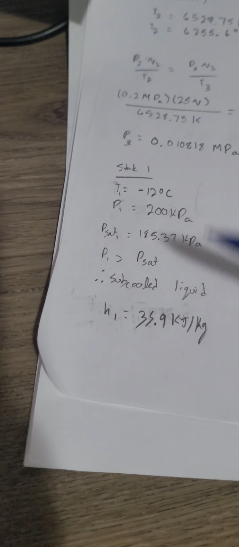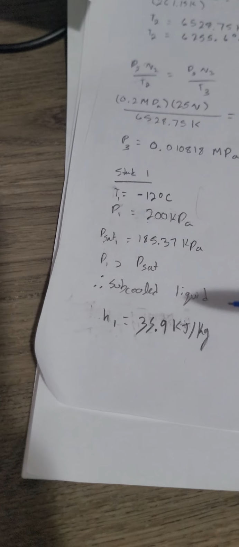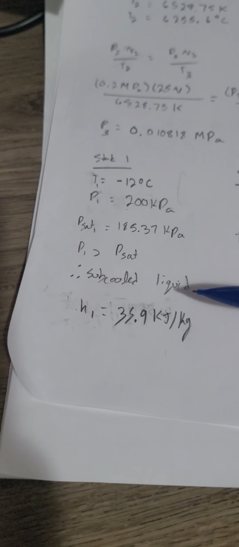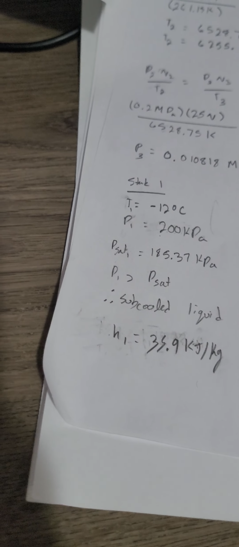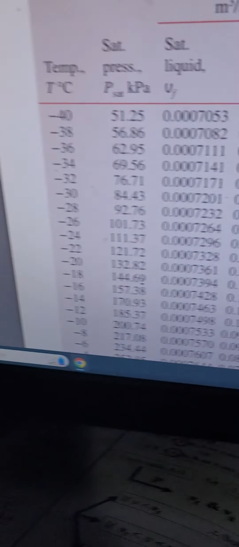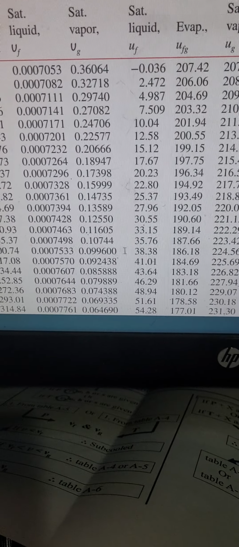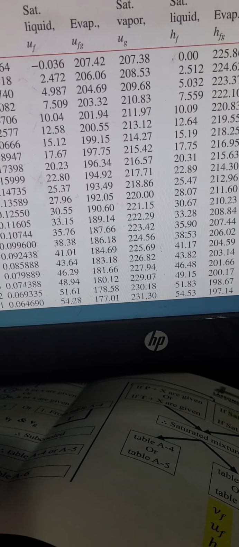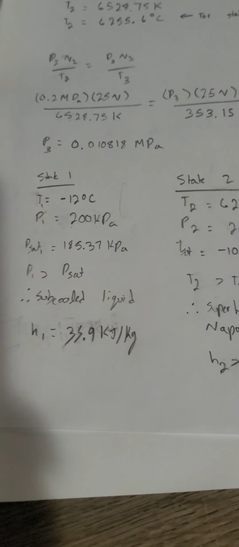So how did I do that? So this is a subcooled liquid, but there is no subcooled table. So I googled it, and it apparently decided to tell me to use just a saturated table. So I did that just for negative 12, right here, using this table, and it gave me an hf, a saturated liquid value of 35.9, which I went with as my H1.